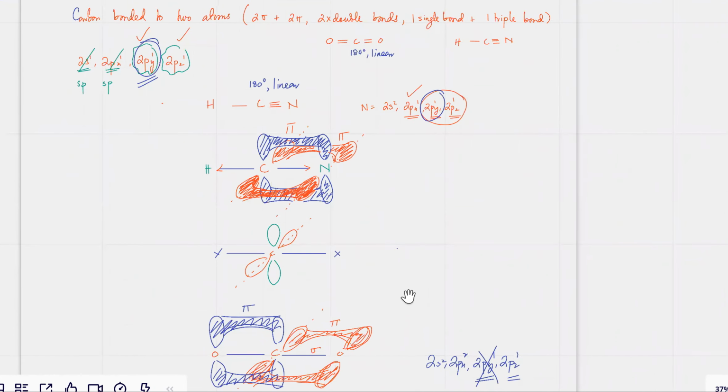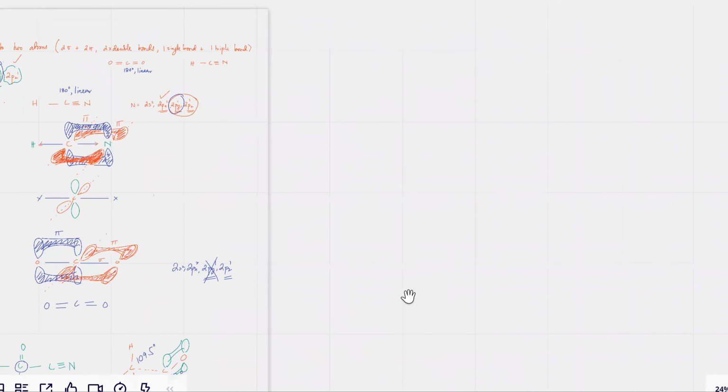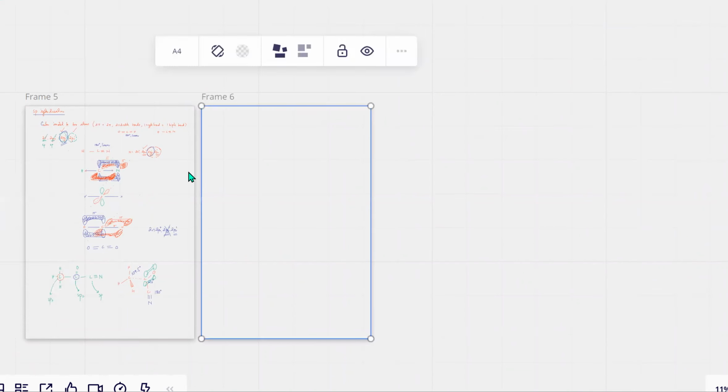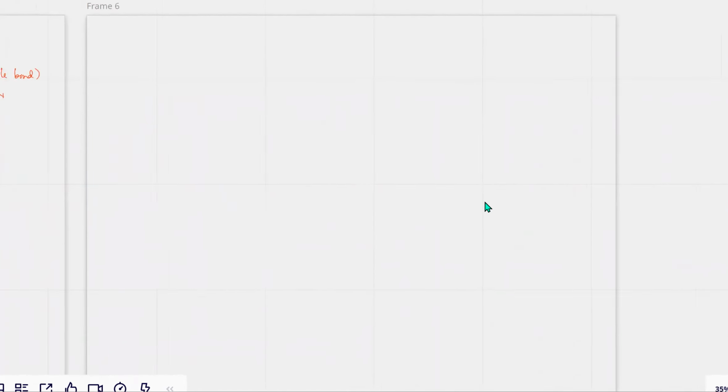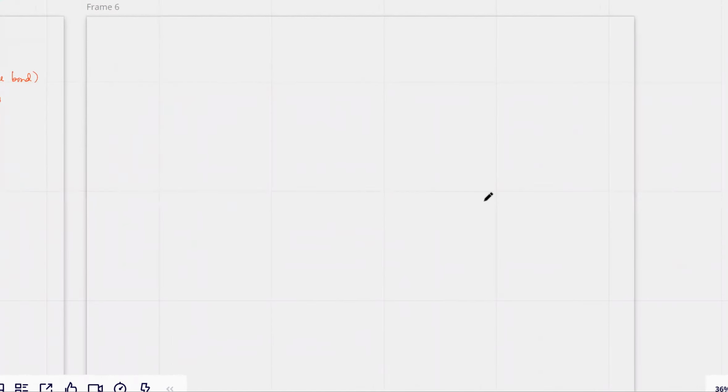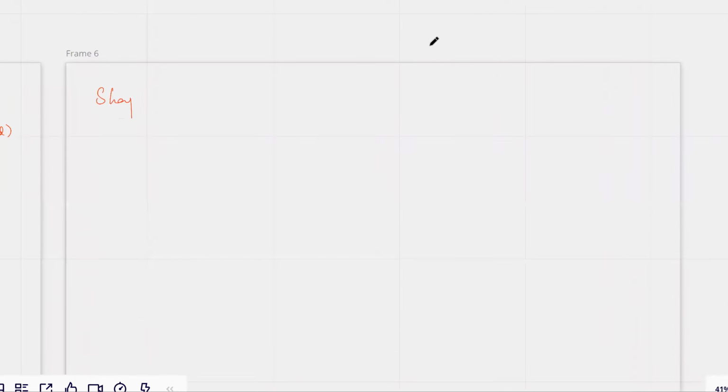Now there's a thing called shapes of molecules. So let's quickly try and do shapes of molecules. Just let me add pages first. So, shapes. I said now, shapes of molecules.